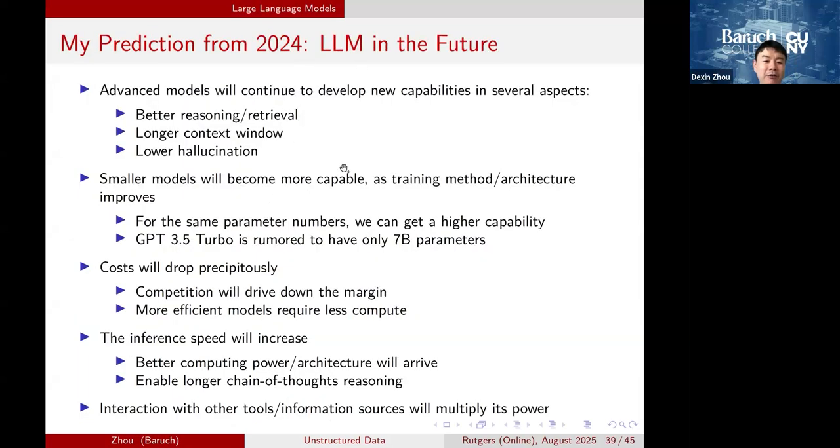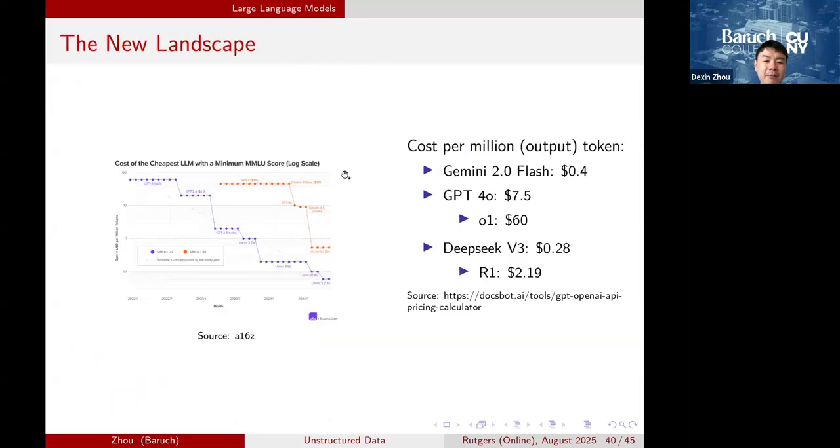Okay, again, this is outdated. So this is a very interesting chart, right? What you can see is that for the same intelligence, for the same capability, the cost just drops by a lot. One thing I want to highlight is that this is not a linear scale, this is a log scale. You can see that the drop is precipitous. To give an example, Gemini 2.0 Flash for a million output tokens is $0.4. So it's super cheap.